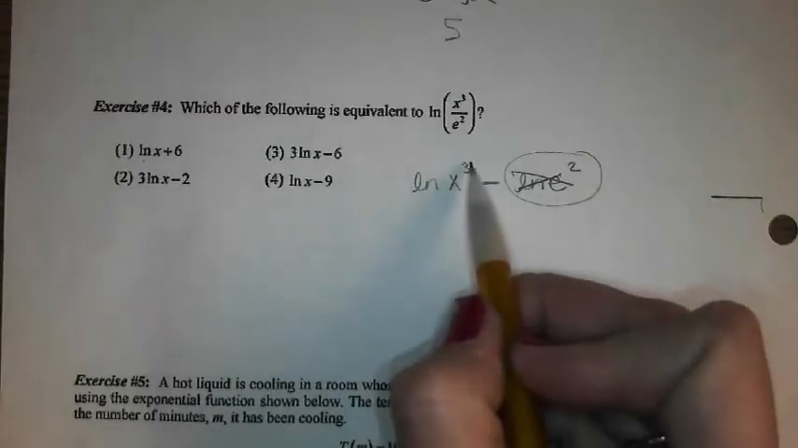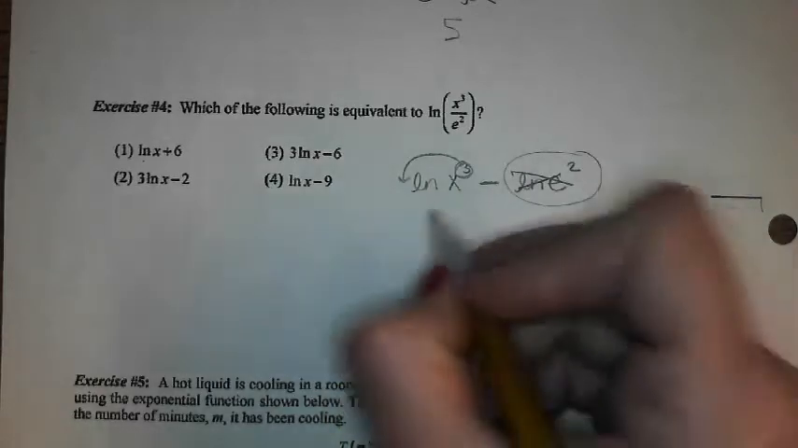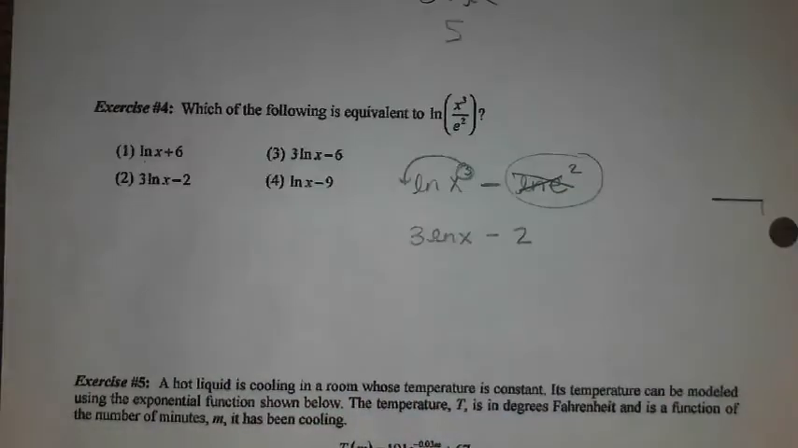And then what can we do with this guy? Bring it out in front. So it's 3 ln of x minus 2.